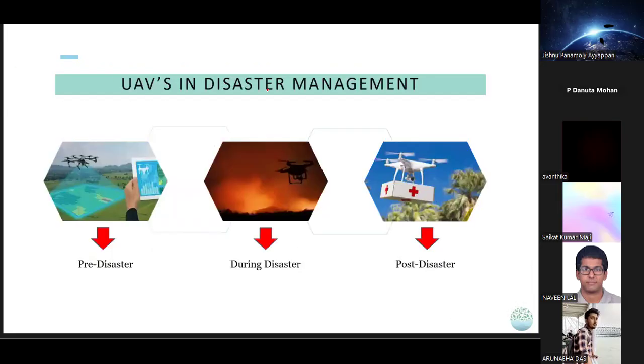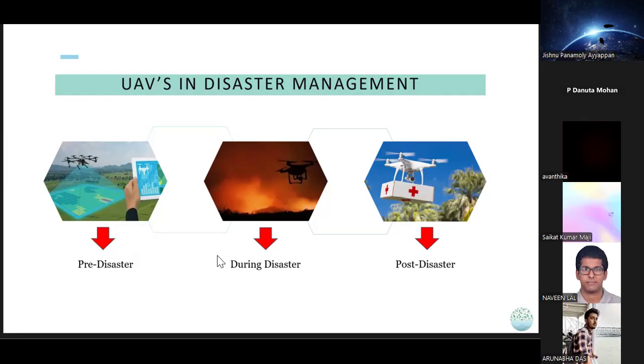Next comes UAVs and disaster management. The use can be categorized into three basically: pre-disaster, during disaster, and post-disaster. First comes pre-disaster. That is, we are taking proper prevention measures, and we can detect the hazard before it occurs. That is the effect of using drones in pre-disaster as a measure.